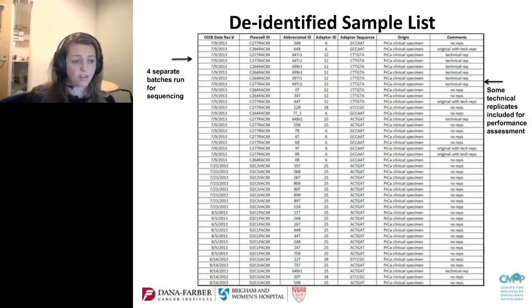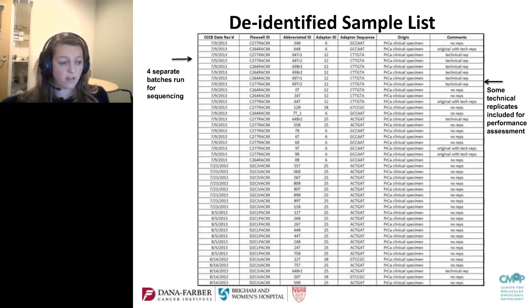In the comment section, I've marked where we had a series of original samples which didn't have any reps, and then we included a couple of samples with technical reps. We had 3 technical reps for some and 2 for others. So for sample 64, we have 3 reps for the benign and 3 reps for the tumor, and for sample 64 we had 2. This is to assess sample-to-sample variability within a given lane of sequencing, sample-to-sample variability across multiple lanes, and batch-to-batch variability when samples were run on different lanes at different times.